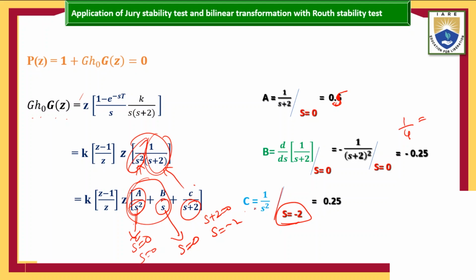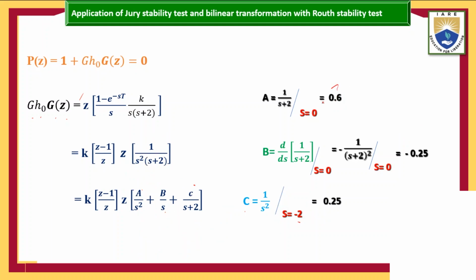So what do we get for s equal to minus 2? 1 by 16. How much value? 0.25, we got 0.25. Okay, this is the way we have to find the partial fractions. The partial fraction value is 0.5.